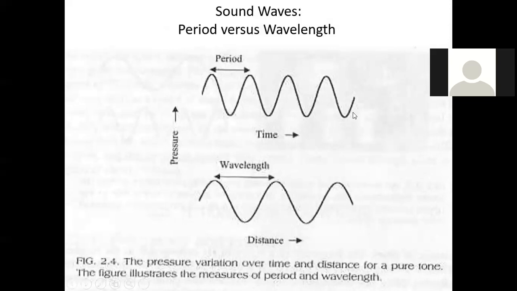How many bumps per second? Well, there's 1 cycle, 2 cycles, 3 cycles, 4 cycles. So if this time length was 1 second, you had 4 cycles per second. So how long did it take for 1 cycle to occur? 1/4 of a second, because you had 4 cycles in 1 second. So you can see that the word period means the time it took for 1 cycle to occur.